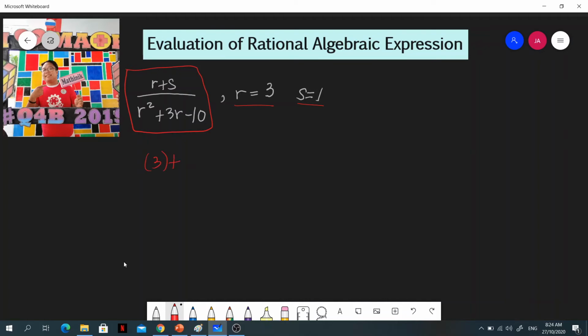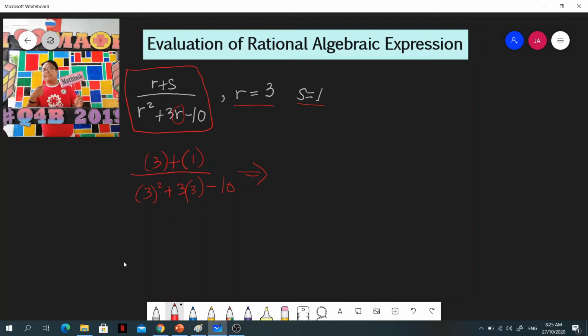Okay, so let's proceed. So r plus s, o r is equal to 3 plus, so yung s natin is equal to 1. And then sa denominator, we have r squared plus 3r minus 10. So r squared, yung r daw natin is 3. So we are going to substitute r with 3 plus 3. Tapos itong r, ano daw yung r? Ito, so 3. Papalitan natin yung r minus 10.